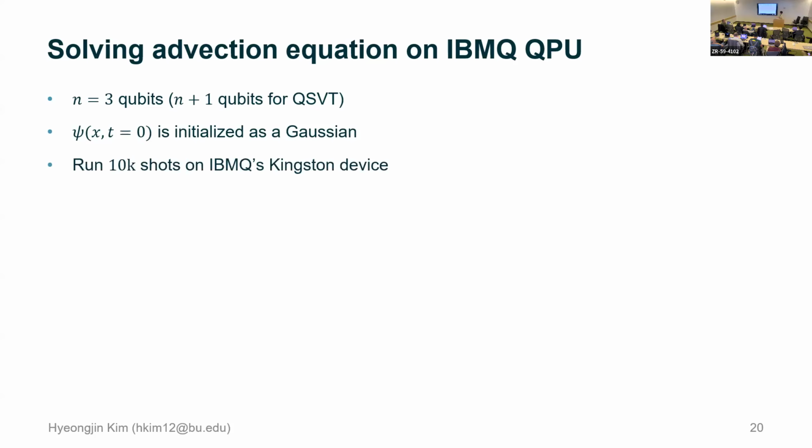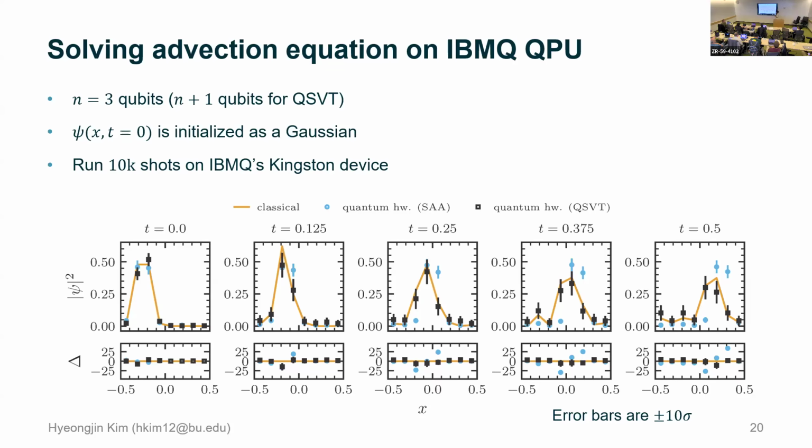So the solid orange line is just the classical solution, just using a classical ODE solver. The blue circle is the quantum hardware results using the small angle approximation. And then the black square is the quantum hardware results using the QSVT based solution. And on the bottom panel, we're measuring once again the difference between the classical and the quantum, multiplied by 100 just for visual clarity. And you can see, more visually but also quantitatively, that the QSVT based solution is more accurate than the SAA, even on this quantum hardware.